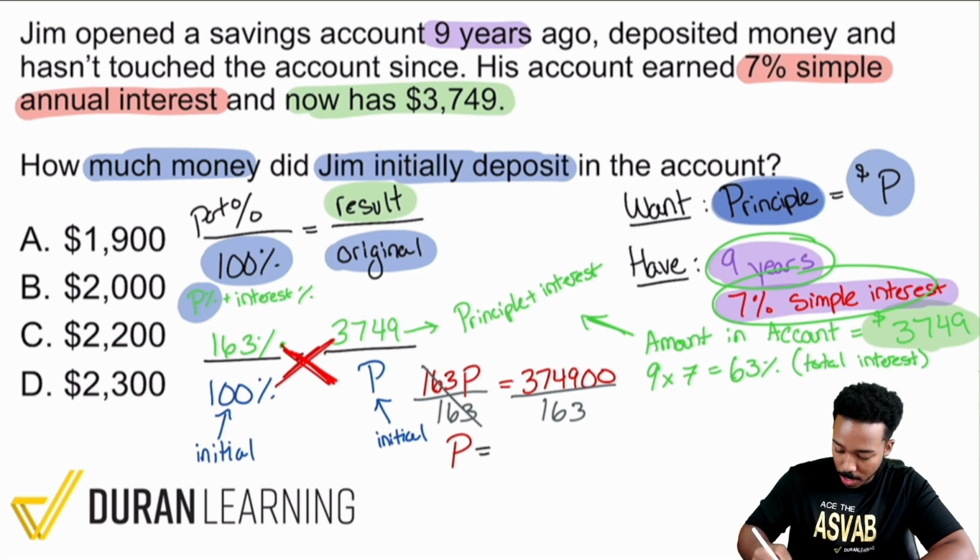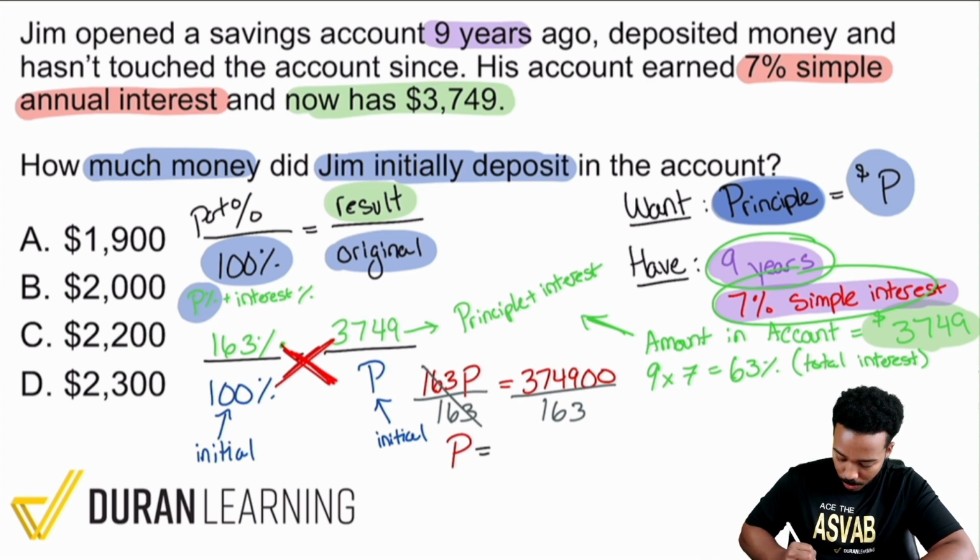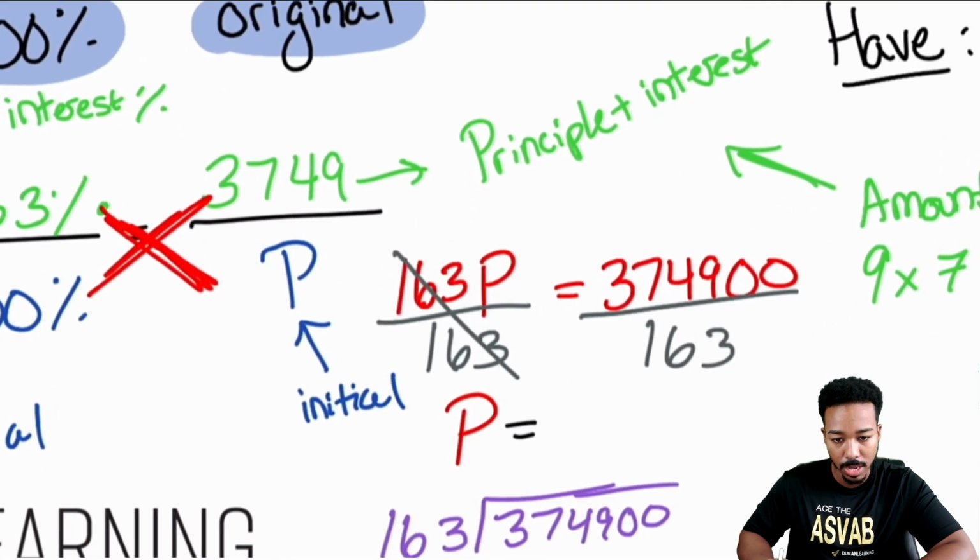And so now we have P equals, and then here we're going to divide now. So here we can go ahead and do long division if we want to. That way we can clear things up nice and easy. So we can do 163. I'll just have to go ahead and erase something somewhere. If I need to erase anything, I will. 374900. And so what I'll do here, I'll just zoom in actually.